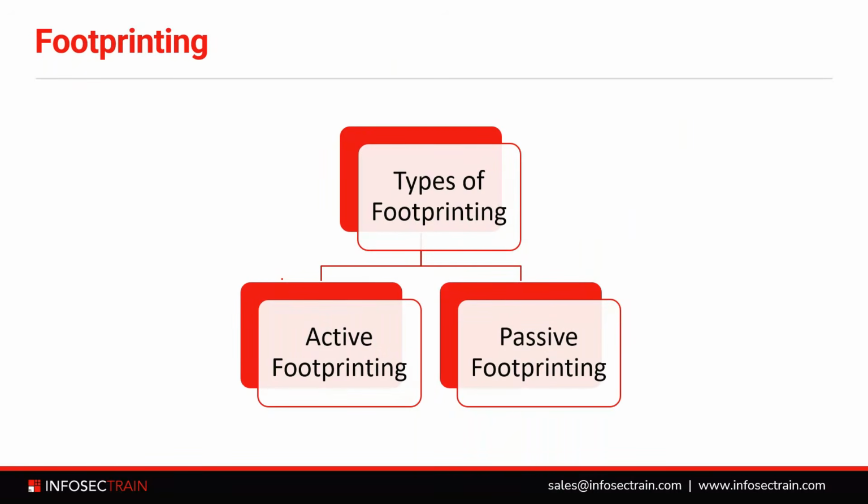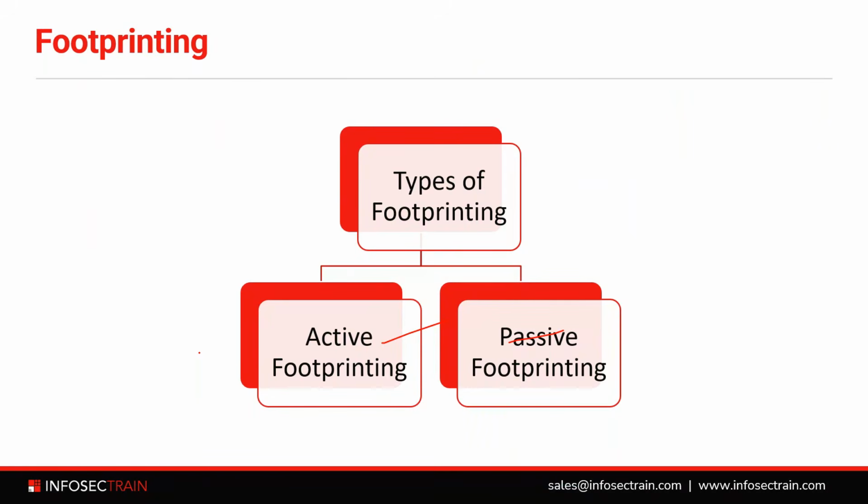Next we have is footprinting. So footprinting means gathering the information about the target, right? So there are two types of footprinting, active and passive. Active means you are actively interacting with the target. That means I'm sending some probes to the target and the target is replying back to it. That is active. Passive means the target is not aware that you are gathering the information.